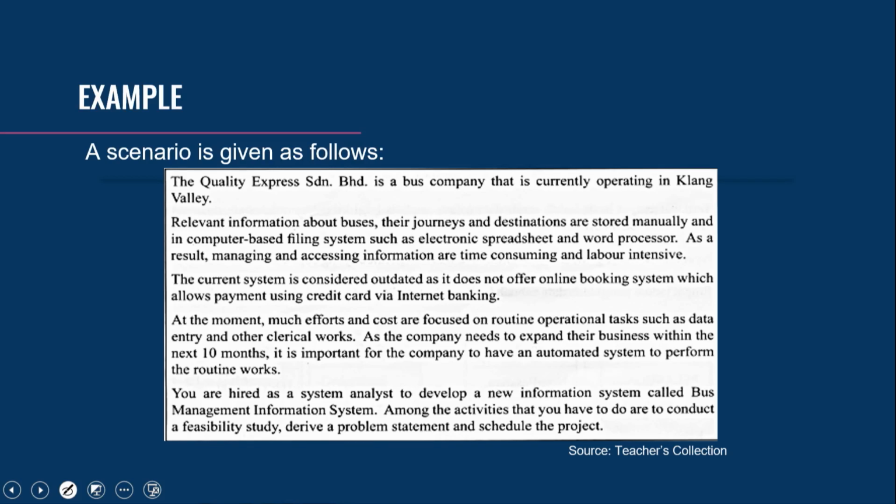So all the information is actually given in the question. At the moment, much effort and cost are focused on routine operational tasks such as data entry and other clerical works. As the company needs to expand their business within the next 10 months, it is important for the company to have an automated system to perform the routine work. So you are hired as a system analyst to develop a new information system called Bus Management Information System. So this is the scenario given.